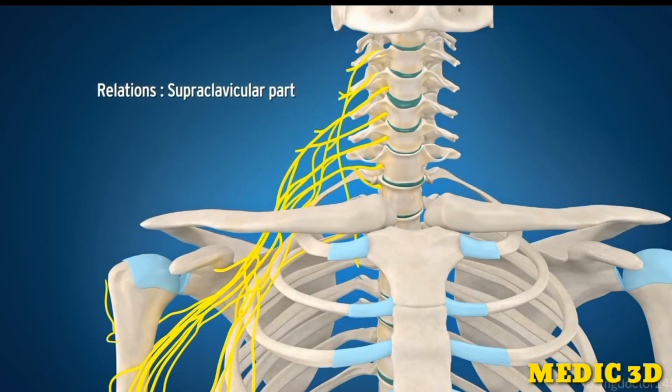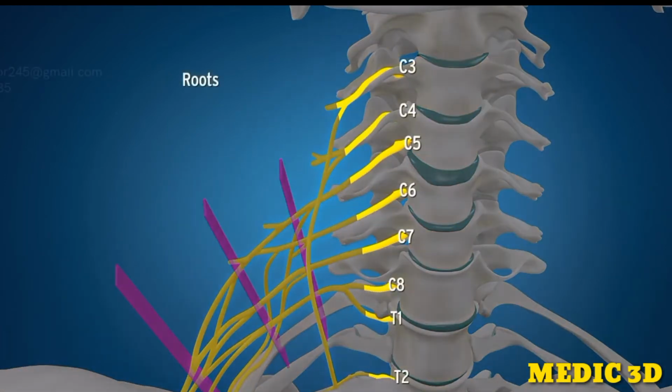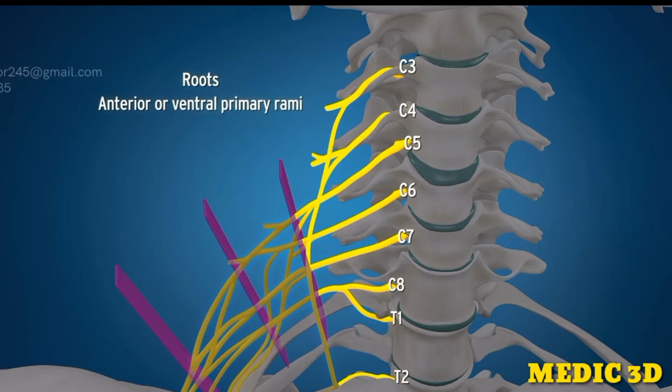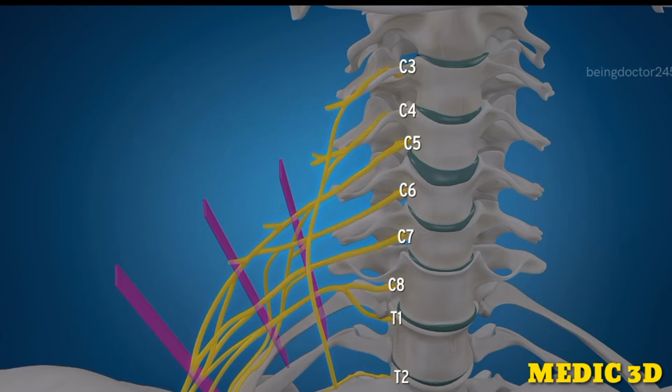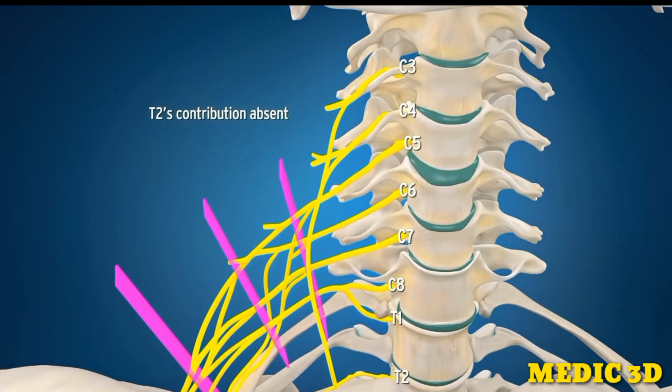Relations: supraclavicular part. The roots. The roots of the brachial plexus are derived from the anterior or ventral primary rami of the fifth cervical to first thoracic spinal nerves, that is, C5 to T1. Occasionally, the contribution of the fourth cervical nerve is greater. T2's contribution is absent, and there is a minimal contribution by T1.